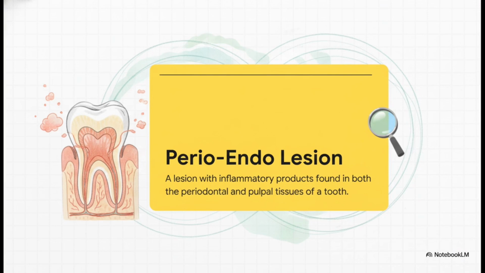So let's get a clear definition. What is an endoperio lesion, really? Well, at its core, it's just a lesion where you have inflammation in both the pulp on the inside and the periodontal tissues on the outside. And it's that shared inflammatory mess that creates the puzzle we're trying to solve.